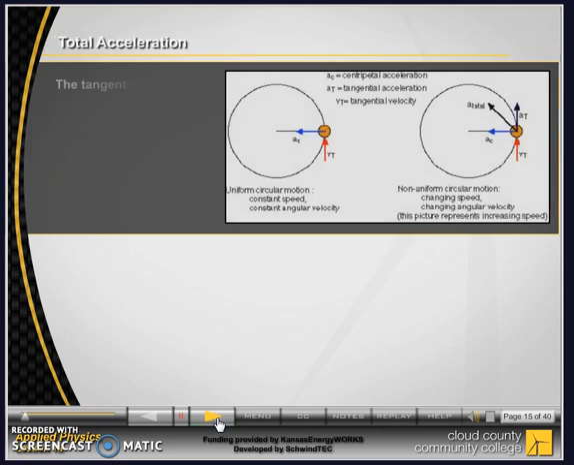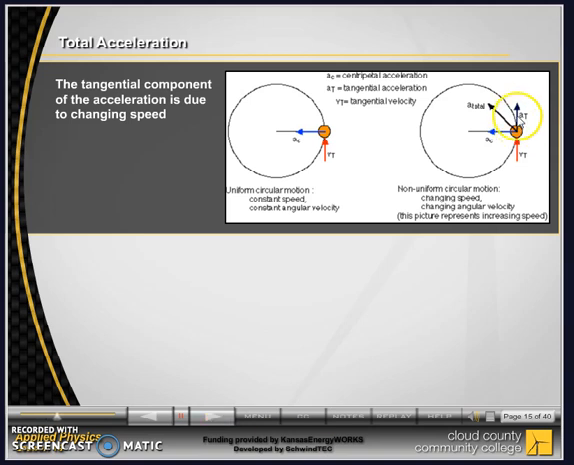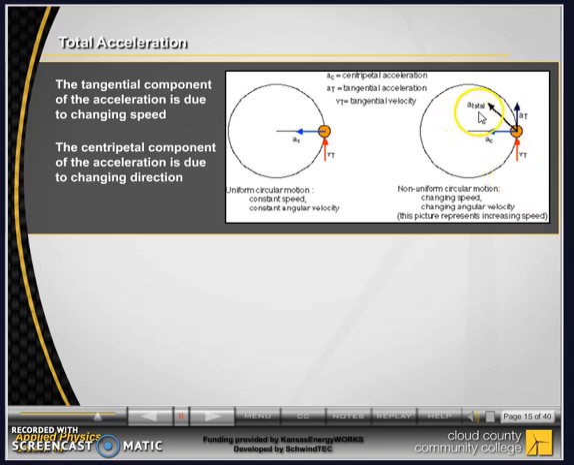The total acceleration is a combination of the centripetal acceleration, caused by changing direction and a centripetal force, and any tangential or linear acceleration caused by a change in speed or an unbalanced force in the direction of the linear motion. So together, the total acceleration is a combination of the two perpendicular components of centripetal and tangential acceleration.